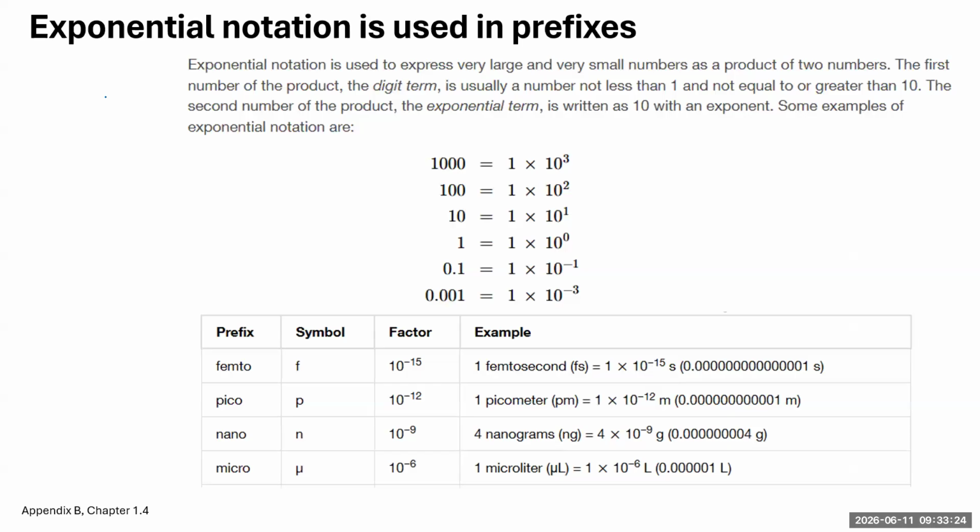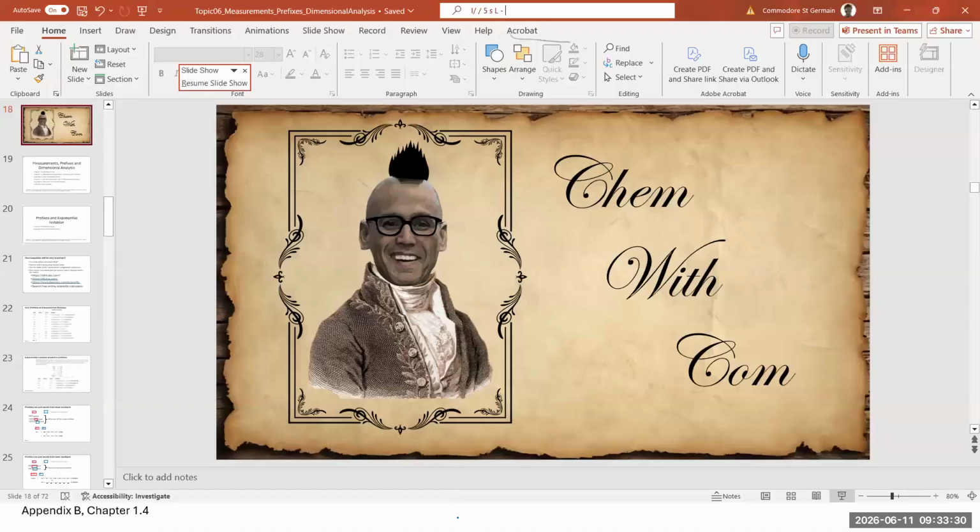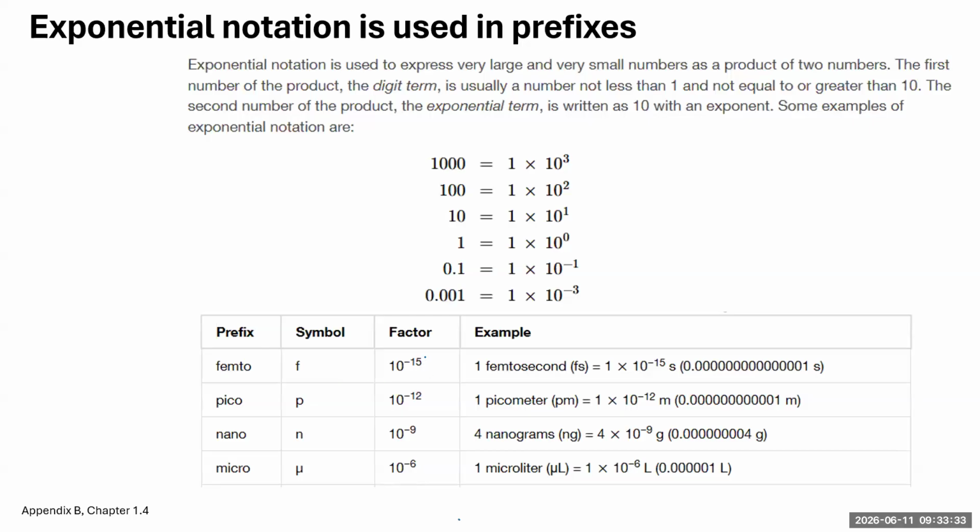Exponential notation is used in prefixes, right? When using prefixes. So let's take a look here. This is exponential notation. 10 to the negative 15, right? And this is the decimal version, or standard notation. This is the exponential notation, and this here is standard notation.